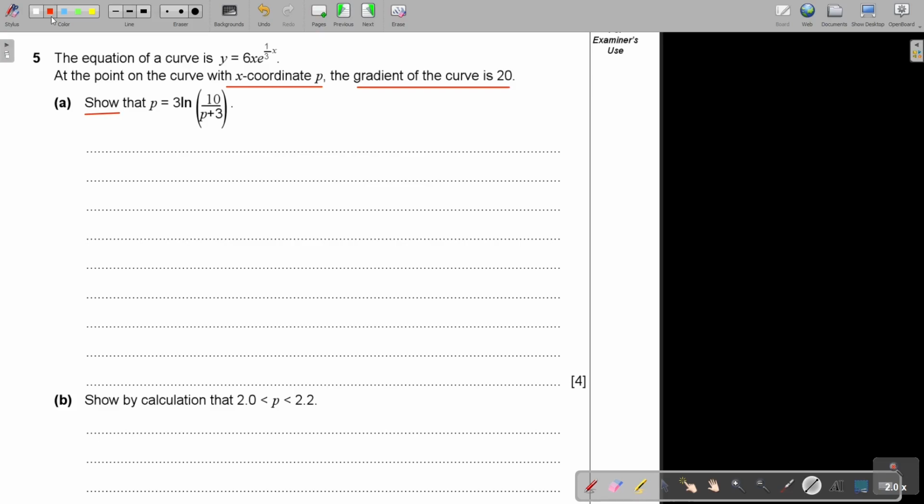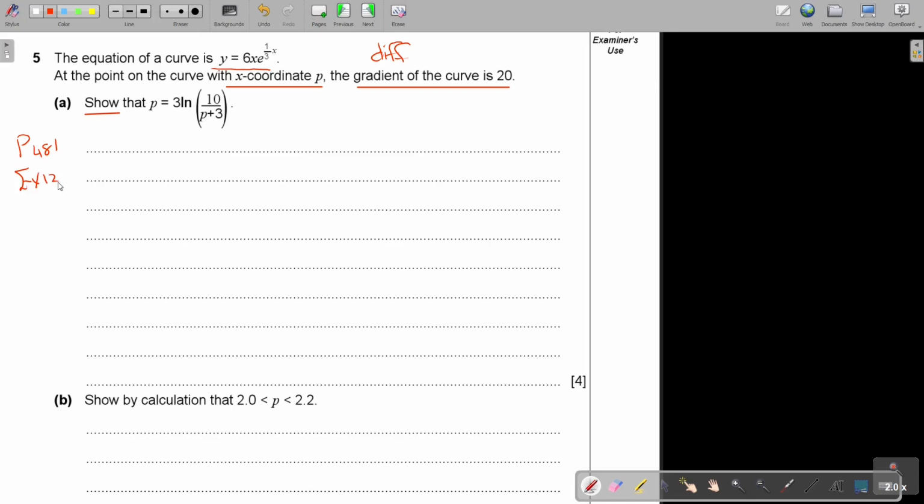Now, as soon as you see gradient of a curve, your mind must say differentiation. So what am I going to do with this equation? I'm going to differentiate it. And can you see that you are going to follow the product rule? Now, you can check on page 481. And sometimes I even wrote an example there. So look at example 12.